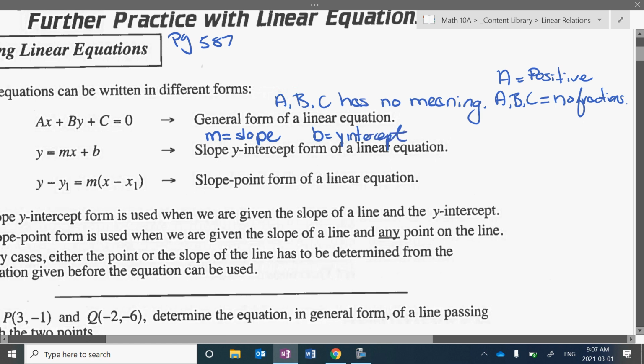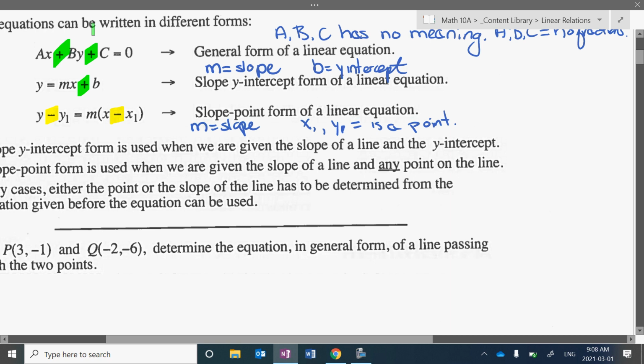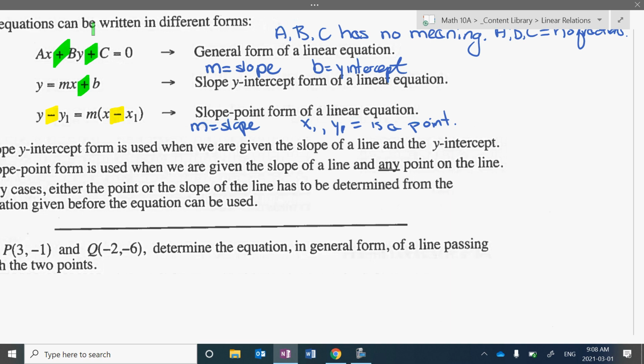And then we have slope point form. M is still our slope. It's nice that they didn't change that on us. Really important: X1 and Y1 are a point. They form one point together. Really important, on slope point form, those are negatives or subtraction signs. Everywhere else, it's a positive sign. That's really annoying and really unfortunate, but you have to just memorize that.